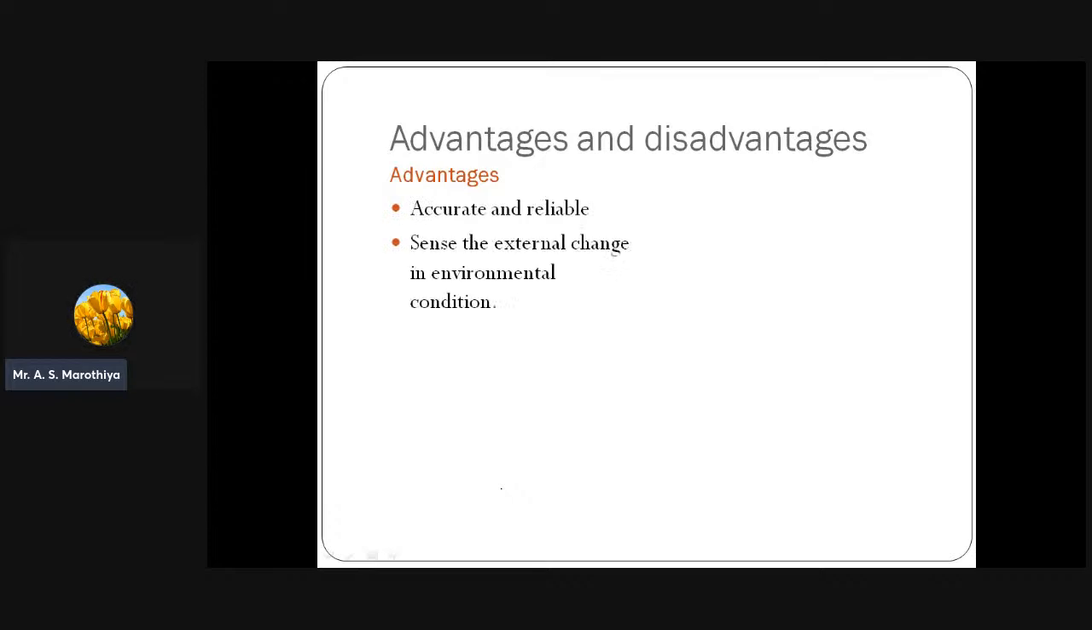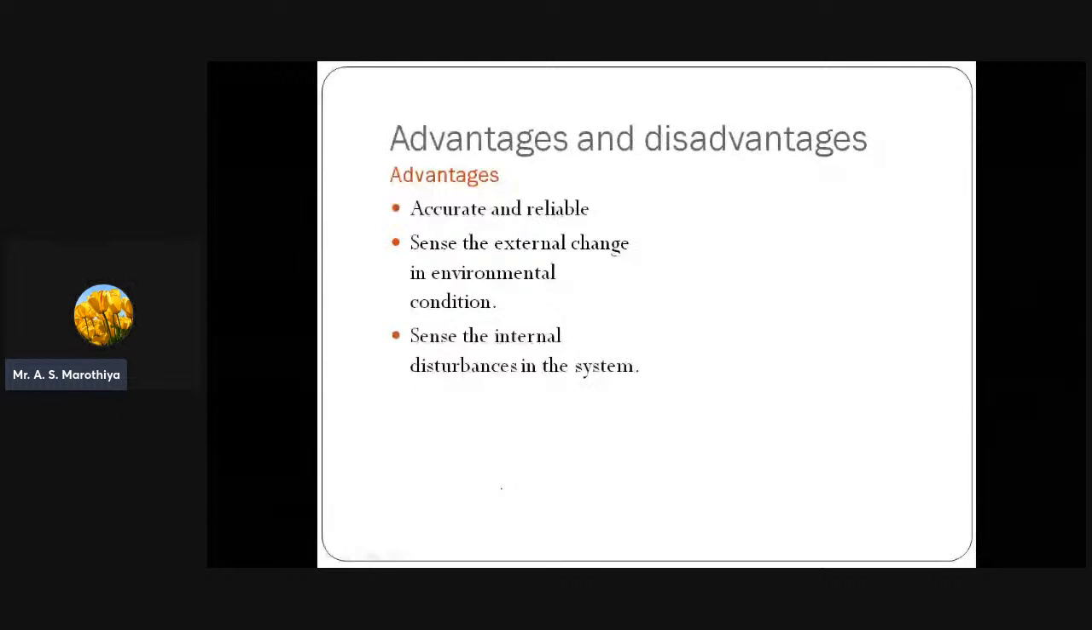What are the advantages and disadvantages of a control system, that too closed loop? The disadvantages of open loop control systems are all taken care of in the form of advantages in the closed loop control system. Number one, it is accurate and reliable. Number two, it senses the external changes in the environmental condition. And number three, it senses the internal disturbances in the system.